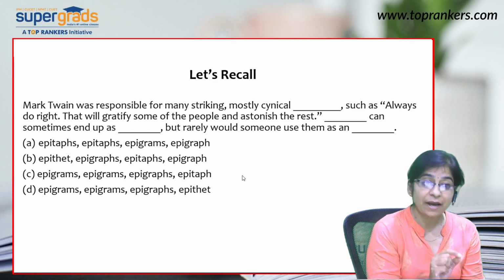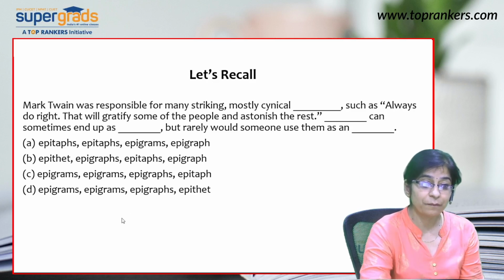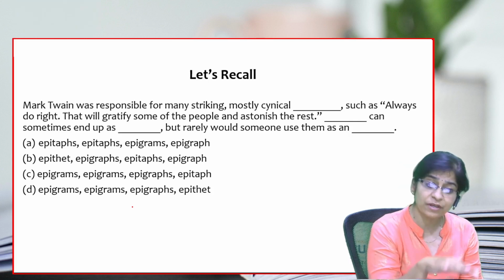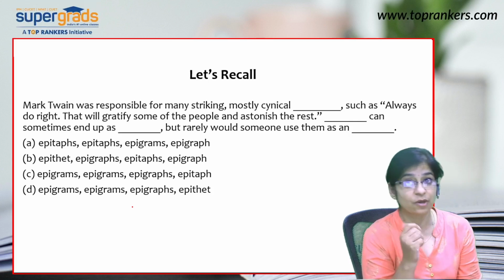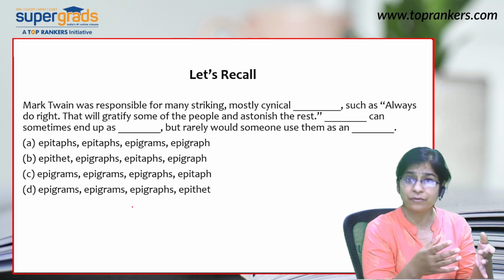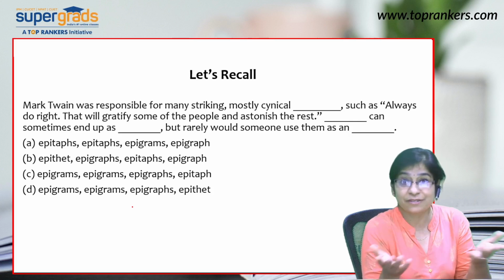Now, Mark Twain was responsible for many striking and mostly cynical dash, such as always do right, that will gratify some people and astonish the rest. So he said, do good. So some people will feel good about it, they'll be thankful, and the others will be astonished.